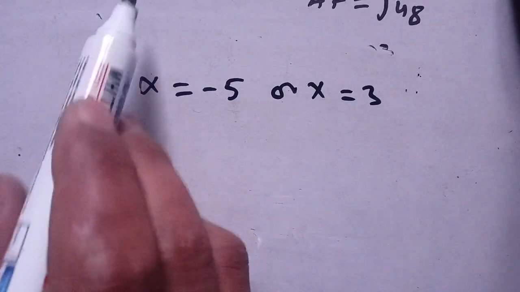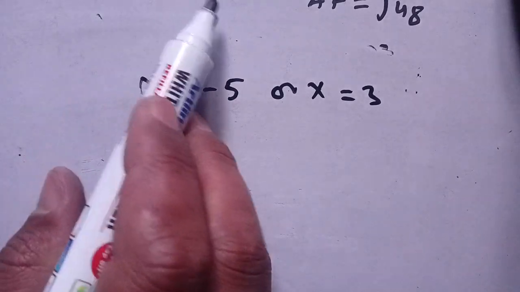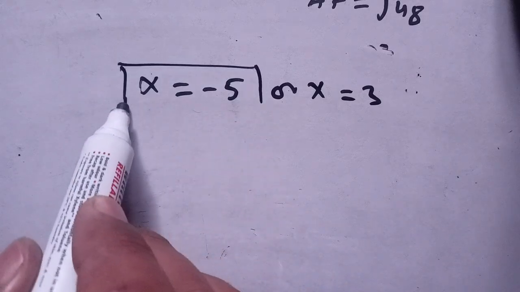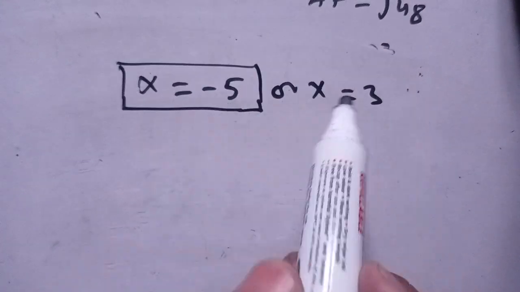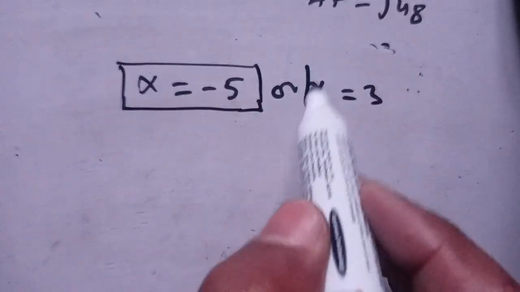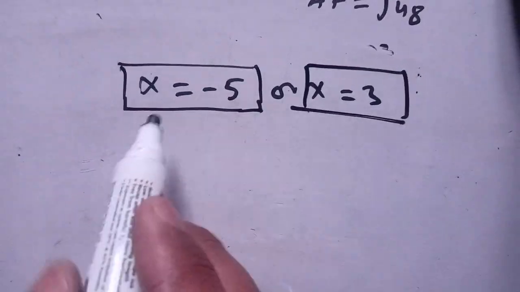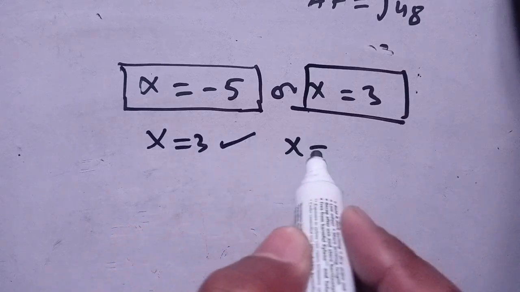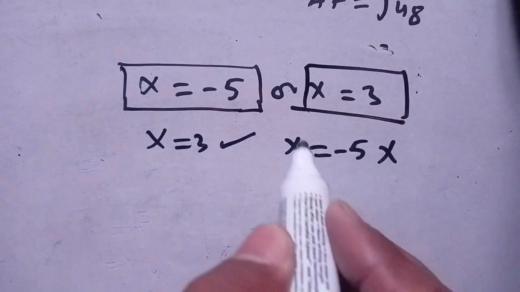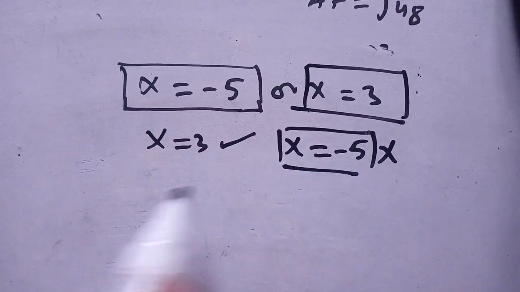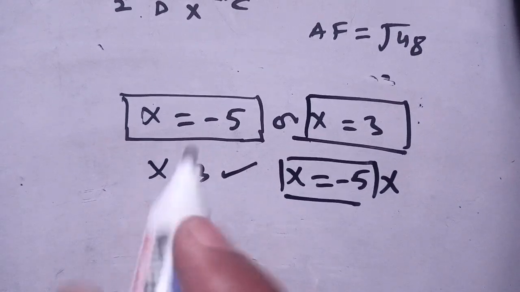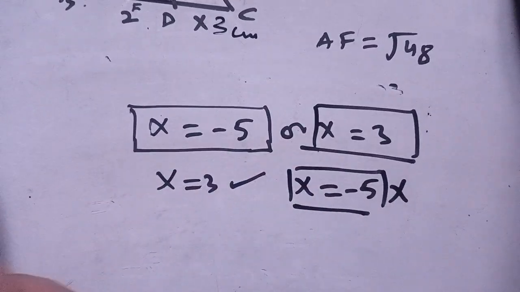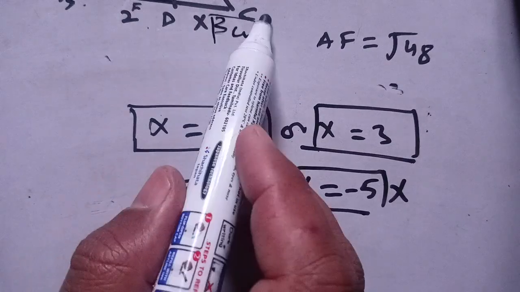Now, but here x is a length and length cannot be negative. So we can reject this case, which means x is equal to minus 5 is rejected, and the only possible value of x is 3, which means x is equal to 3 is accepted and x is equal to minus 5 is rejected. Thus the value of DC is 3 centimeters, which is our final result.